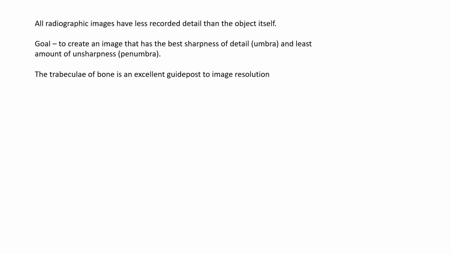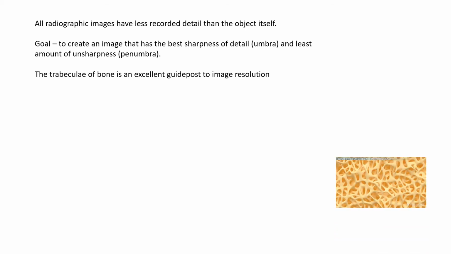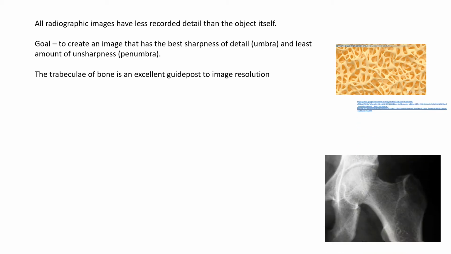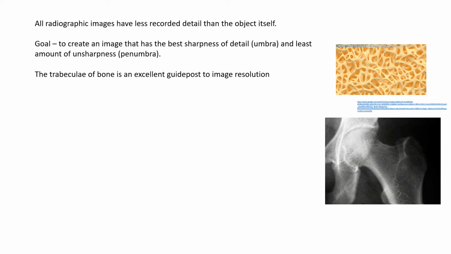As I mentioned, the trabeculae of bone is an excellent guidepost to image resolution. If you can see the trabeculae, they're not blurred out, that's going to indicate good resolution, good detail. Remember, trabeculation over on the side here is really that matrix that makes up the bone itself. These little individual lines that we're seeing here would be the inside, the spongy part of the bone, that trabeculation. And then how it is radiographed, once again, here's that hip x-ray, and we can see those individual little fine lines. That's the bony trabeculation.